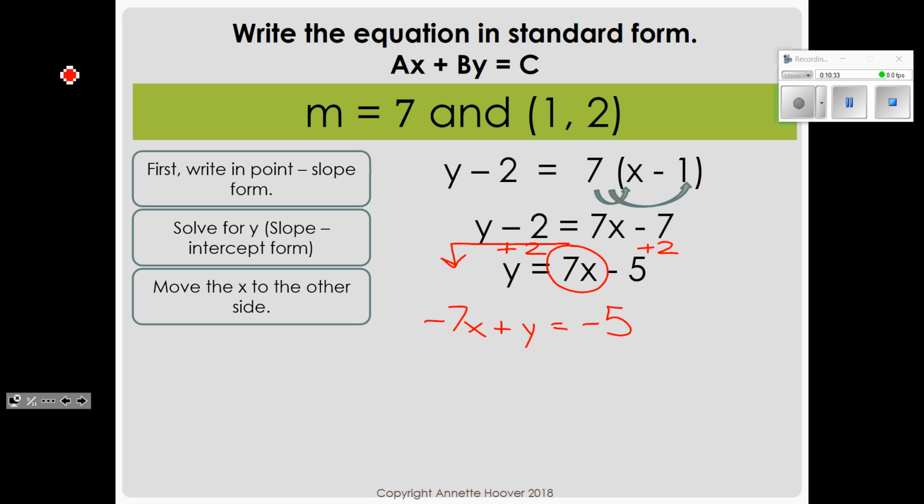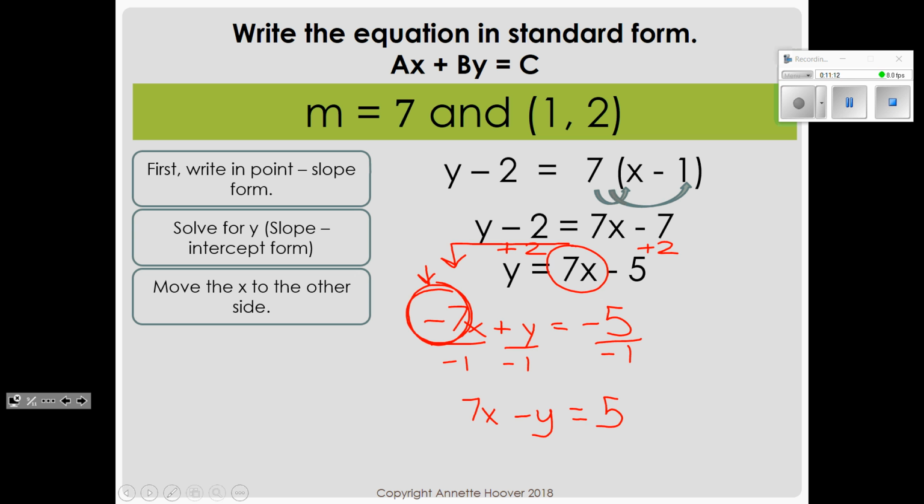Now, in the last slide, we said that in standard form you can't have a fraction. In standard form, we also do not like the leading coefficient, the number in front of the x, to be a negative. So we want to get rid of the negative in front of the 7. Well, if we were to divide all 3 terms by a negative 1, all that happens is it changes the sign of each term. So now instead of a negative 7x, we have a positive 7x. Instead of a positive y, we have a negative y. And instead of a negative 5, we have a positive 5.